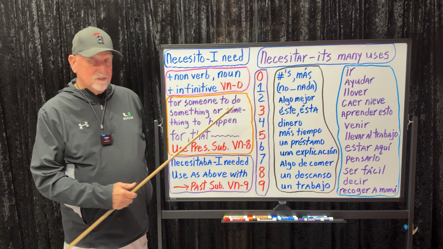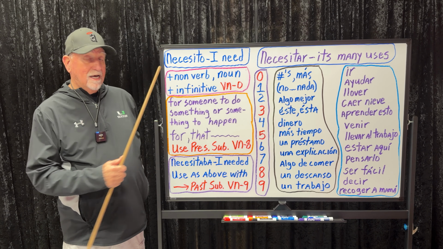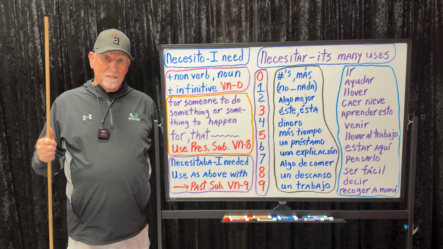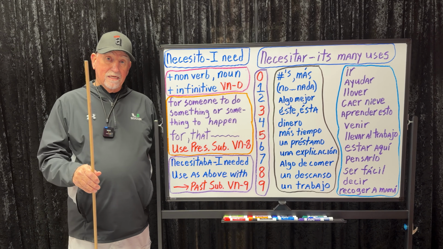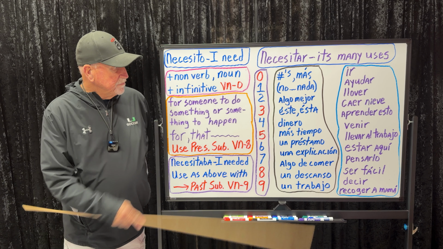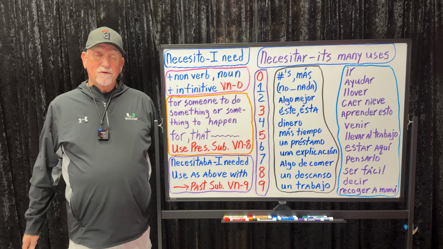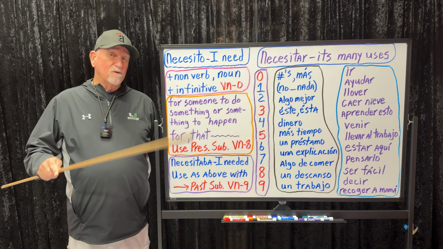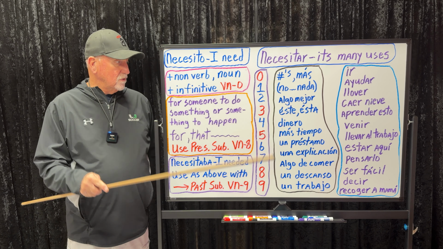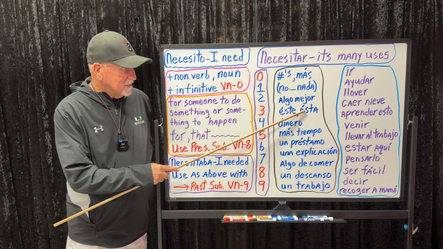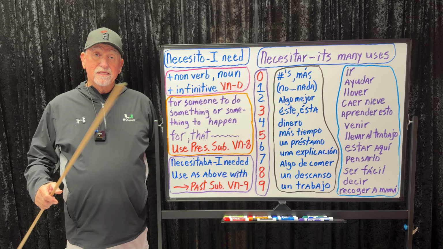No, nada. To use it negatively, you're going to put a no in front. I do not need anything. No necesito nada. We don't need anything. No necesitamos nada. Algo mejor, something better. Yo necesito algo mejor. We need something better. Necesitamos algo mejor.